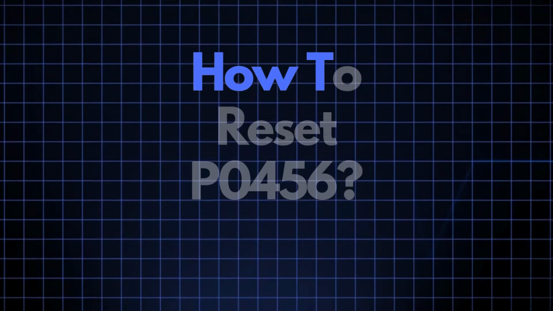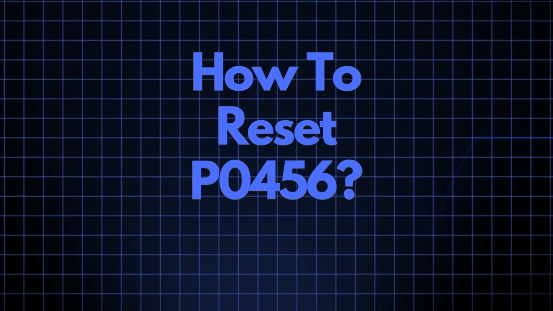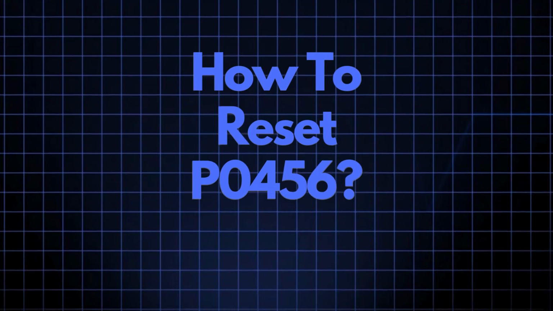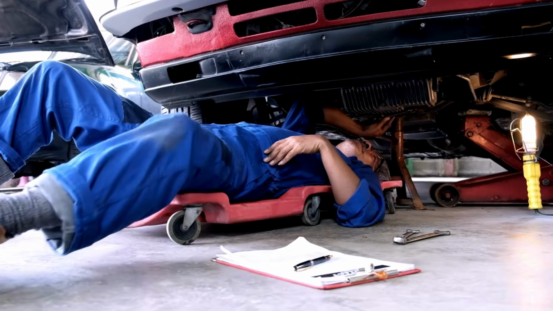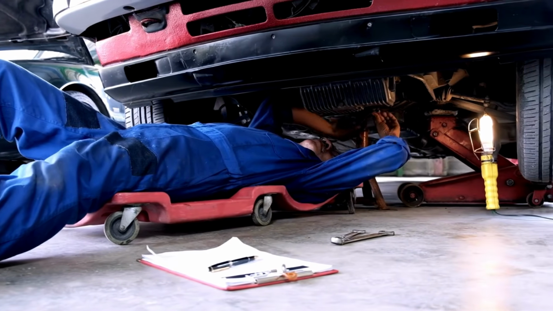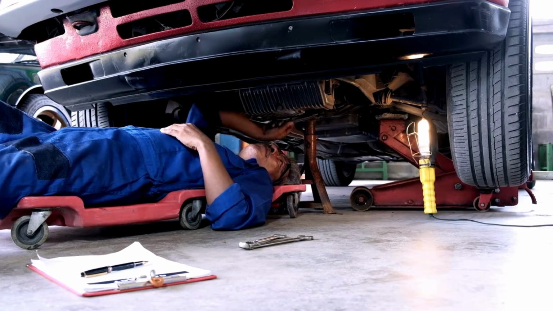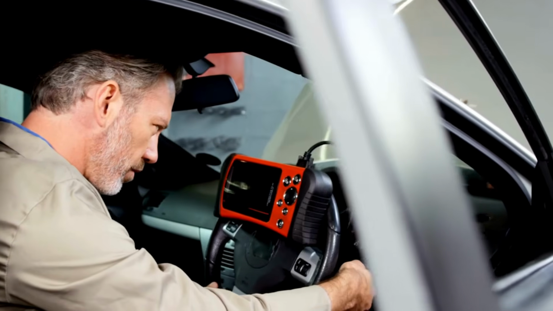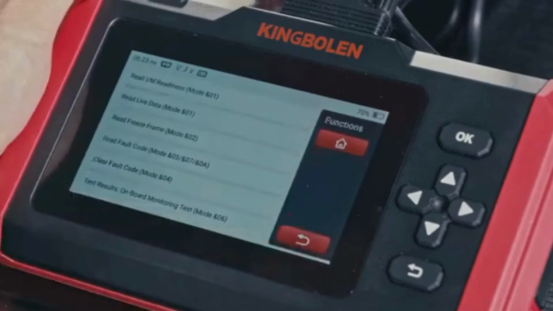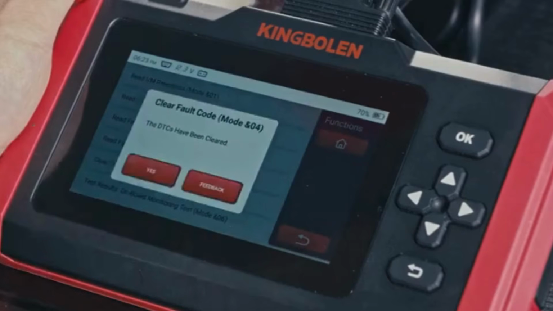Now that we understand what P0456 means and how it gets triggered, let's cover how to reset it. Sometimes error codes like P0456 appear due to recent maintenance or temporary glitches, and they may clear up after an OBD2 reset. To do this, you'll need an OBD2 scanner.